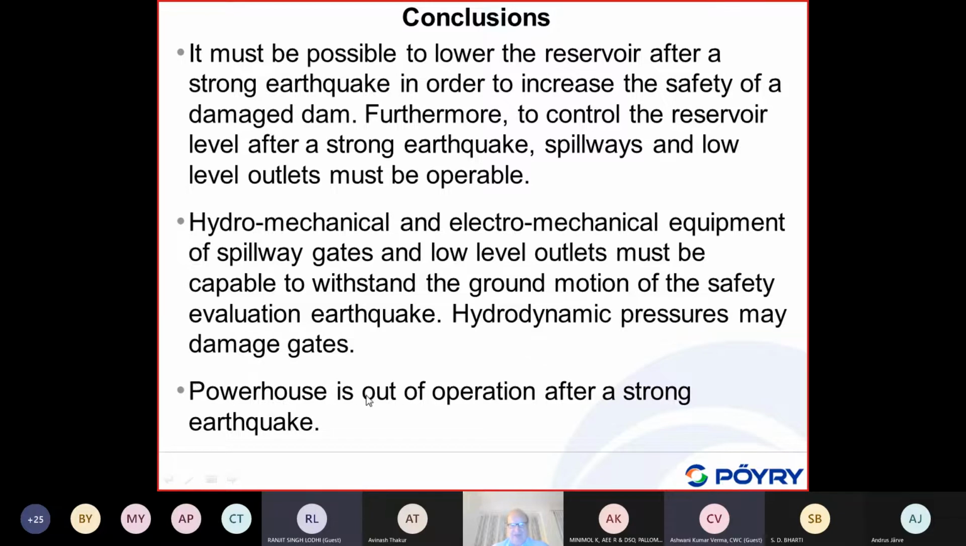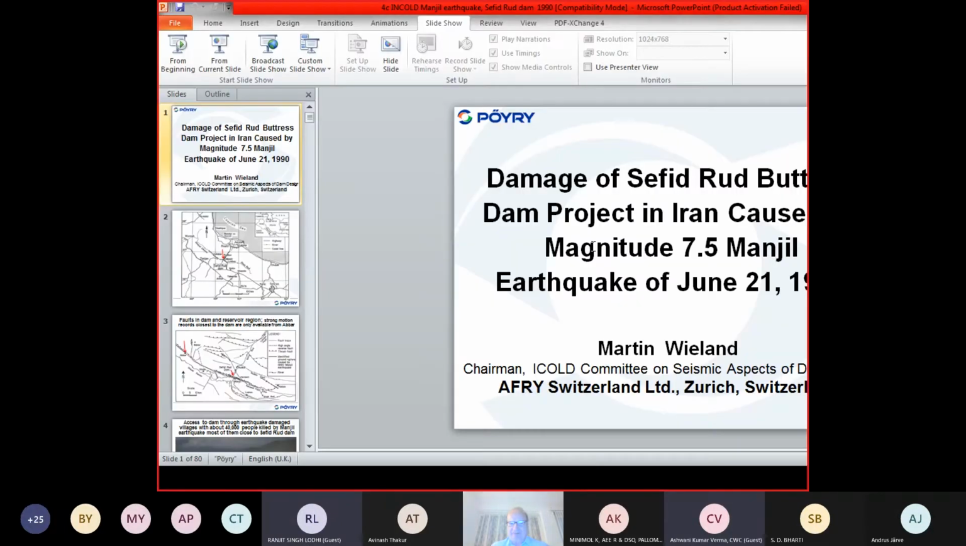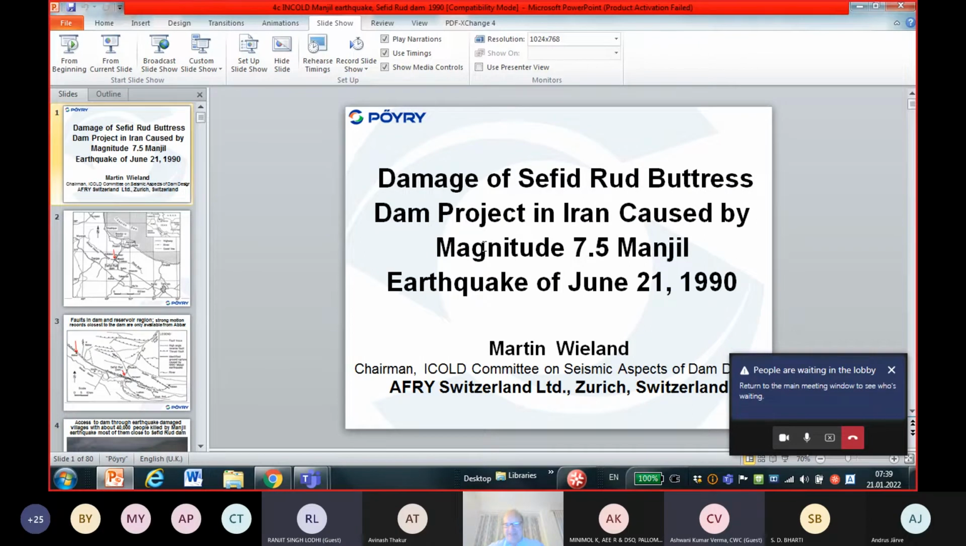Okay. And it has to be assumed that the powerhouse is out of operation after a strong earthquake. So you have to assume that you cannot release water through the powerhouse. So you need a special device, that means a low-level outlet, to lower the water level. You cannot count on your powerhouse. And as I've shown, the transmission towers are basically weak elements. And if the transmission tower fails, basically it shuts down the power plant. So that is my first presentation, and I would like to go right to the next one.